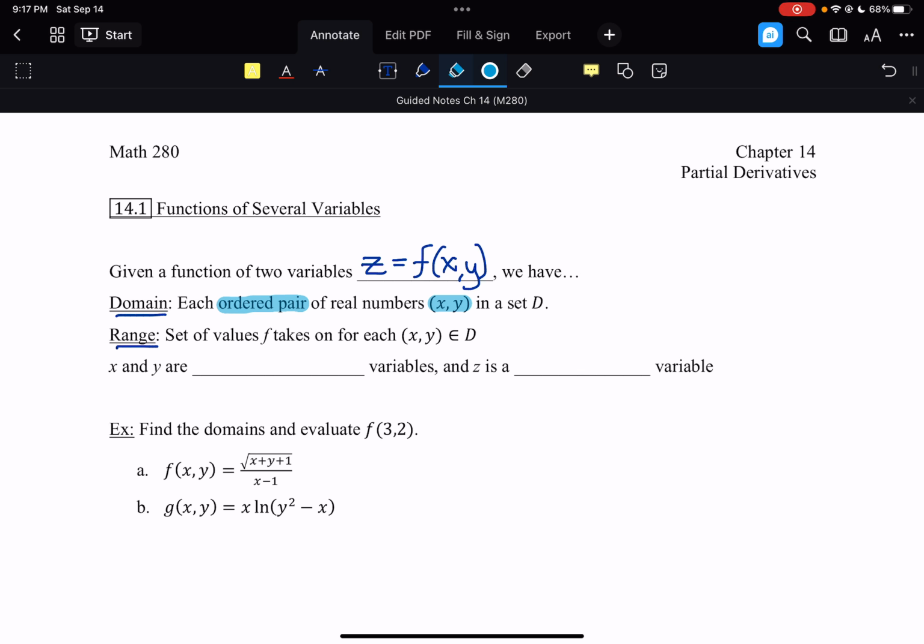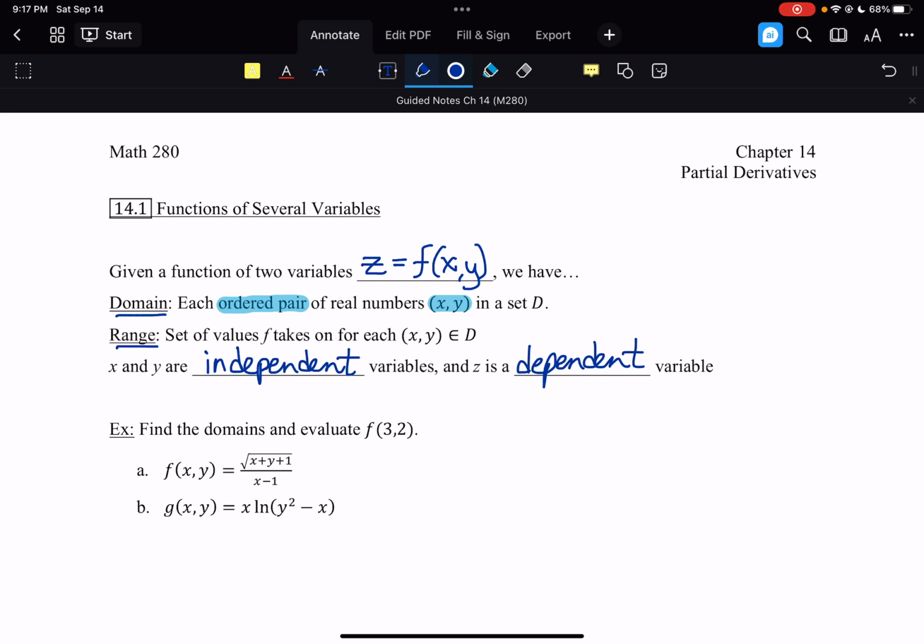So back in algebra and Calc 1 and Calc 2, we saw that every domain was a set of x values and the range was a set of y values. Here in Calc 3, in the third dimension, we're working with two elements of the domain, x and y, and still one element of the range, that would be the z, or the f of x, y. So in this case, x and y are both independent variables, and z is a dependent variable.